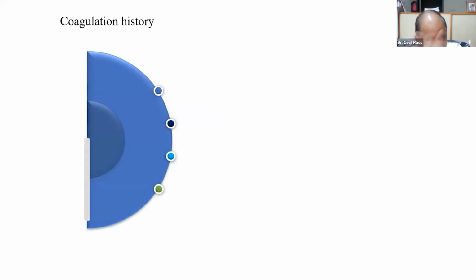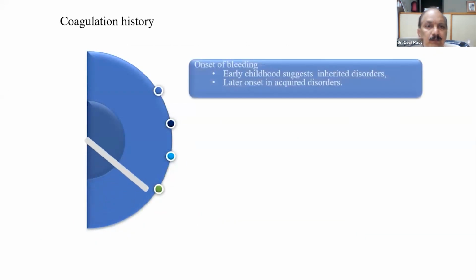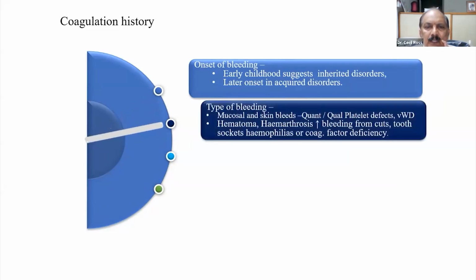So coming to a little bit of history, what history should you take in a person suspected to have a bleeding disorder? The onset of bleeding: bleeding since early childhood would suggest an inherited disorder. If it occurs later on in life, it suggests an acquired disorder. Then the type of bleeding. If there's mucosal or skin bleeding, it is usually quantitative or qualitative platelet defects or von Willebrand's disease. If there's hematoma, hemarthrosis, or increased bleeding from cuts and tooth sockets, you think of hemophilia, coagulation factor deficiency.